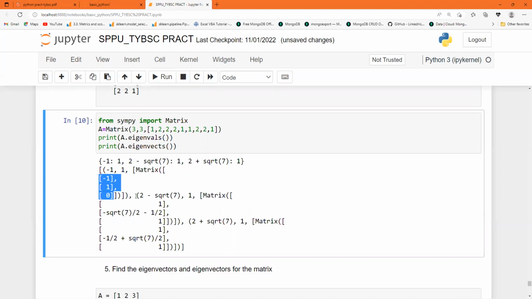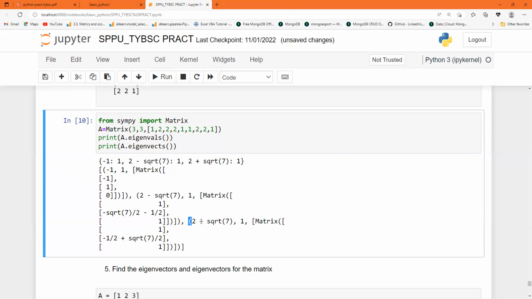Okay. Now the second one. The second eigenvalue is what? 2 minus square root 7, and it repeats 1 time. Algebraic multiplicity. Then you will get this eigenvector, which is 1, minus square root 7 upon 2 minus 1 by 2, and 1. This is the eigenvector corresponding to the eigenvalue 2 minus square root 7.